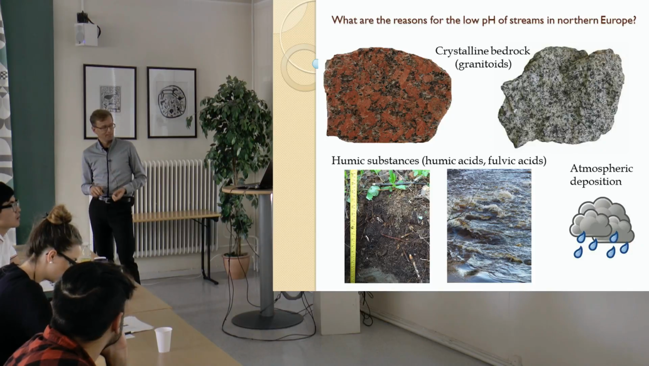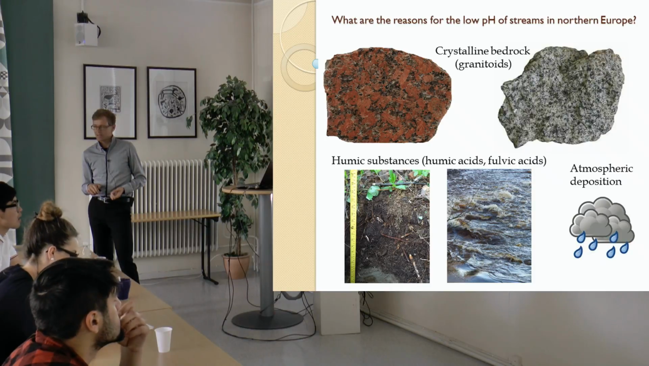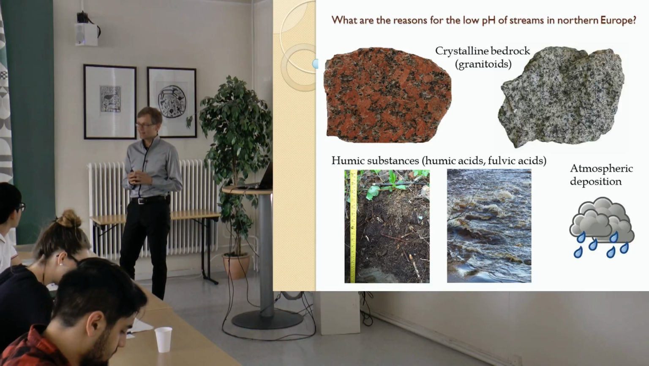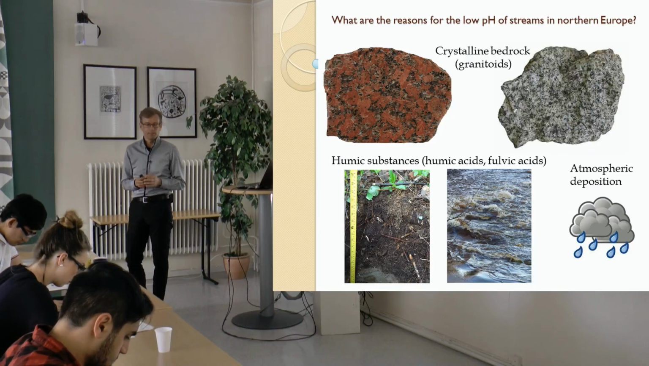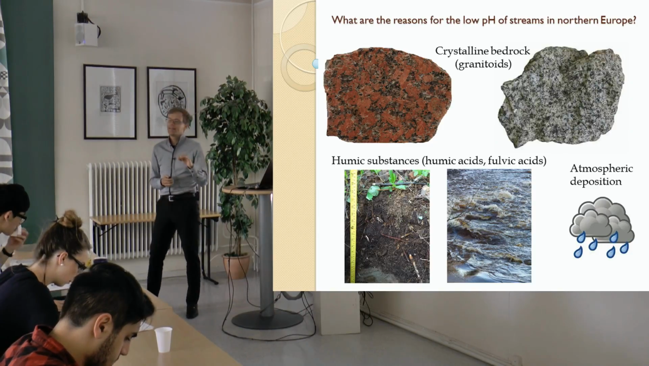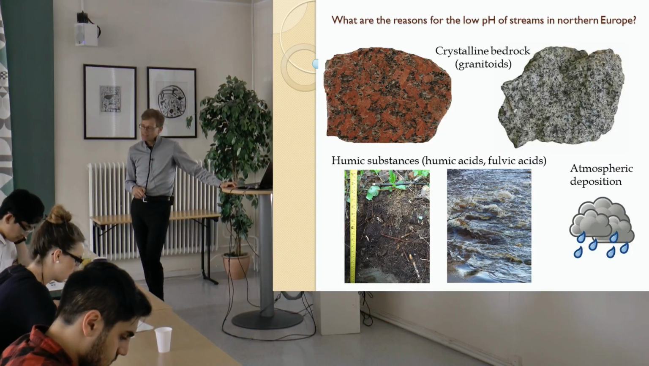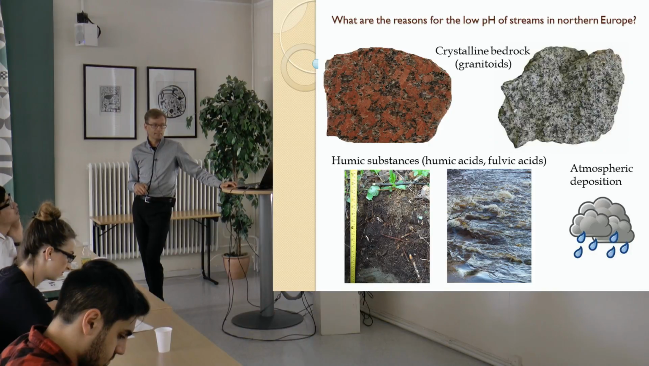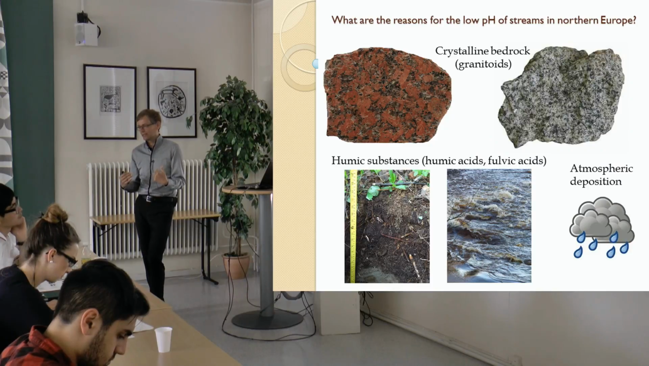Here we go again. The humic substances are mainly composed of what we call humic acids and fulvic acids, two kinds of organic acids. And these are weak acids, so not strong, but weak. But still, they are acids, they produce protons, and when they release the protons, they are not reacting very fast with the bedrock and with the soil, which means that they stay in solution, and that is the same as a lowering of the pH.